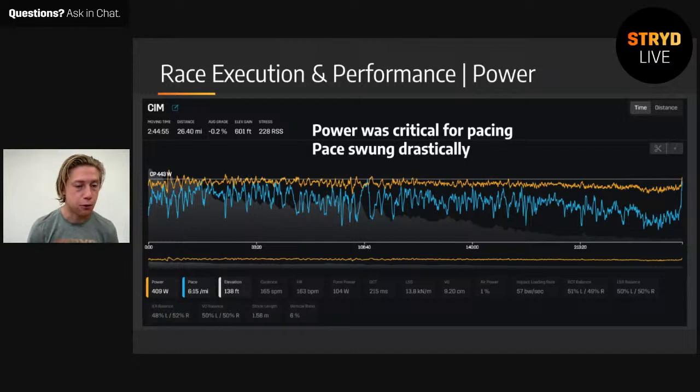But if I didn't have power to help guide that and help normalize that effort, you can see I never would have been able to use pace to start pacing my effort, because you can see how drastically it swung on the slight downhills and the slight uphills throughout the entire race.